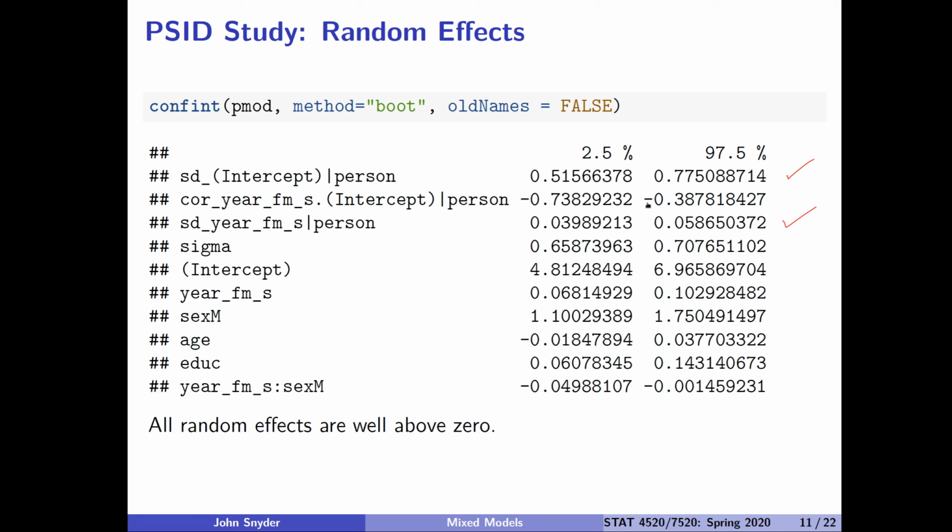And interestingly, also the correlation between the intercept and the slope is pretty strongly negative here. And this would mean the higher your income was when you started the study, the lower your slope is going to be, which is another interesting thing that would be interesting to explore through diagnostic plots and things like that.